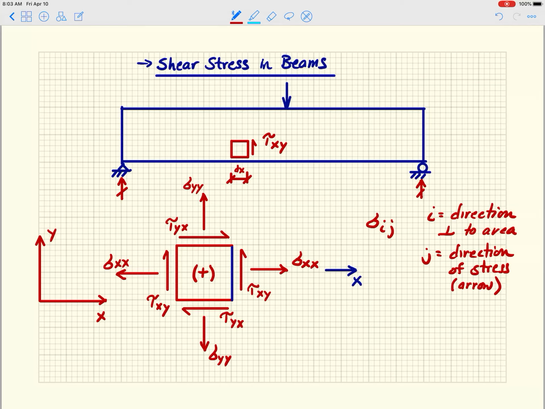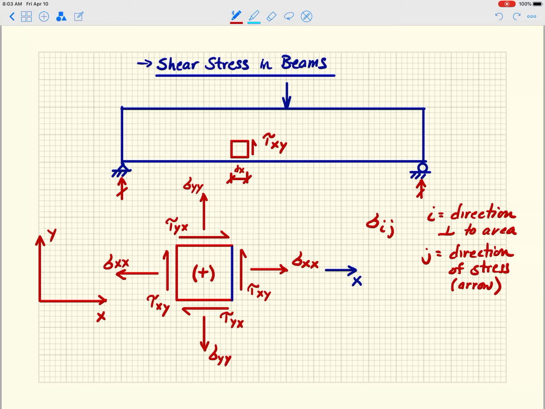So if you can see a stress that is acting on the X face, and it is going in the positive X direction to the right, that would be a positive stress. So that is sigma positive X times positive X. So basically what I have is two positives. Both the I, which is the direction of the area, is going in the positive X direction, and the arrow itself is going in the positive X direction. That defines a positive sigma XX.